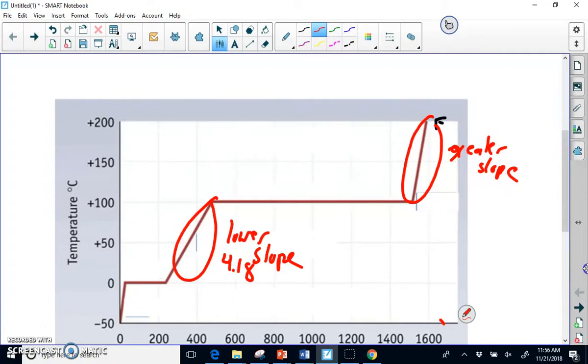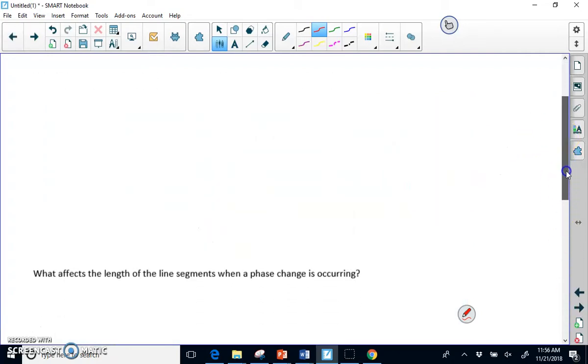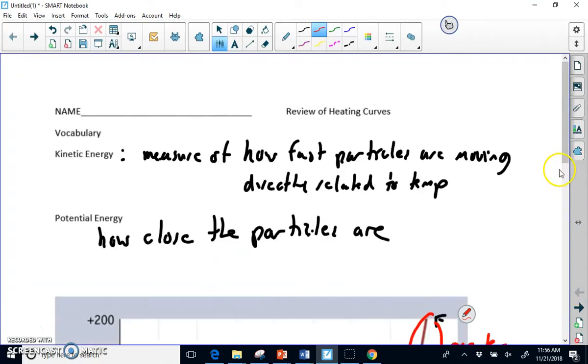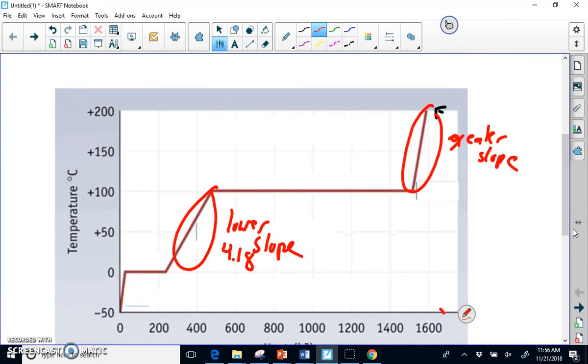Now we have one more question, and that is, what affects the length of the line segments during the phase changes? So if we look here at the length of the line segments, when it's turning into a liquid, this is much shorter than when it's turning into a gas. And that's because it takes less heat to turn this into a liquid than to turn this into gas.